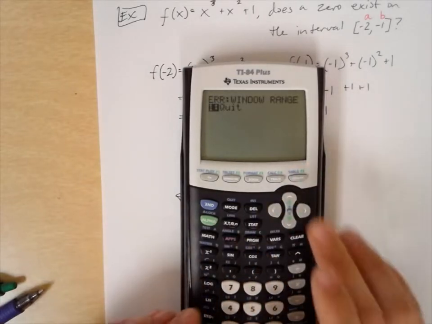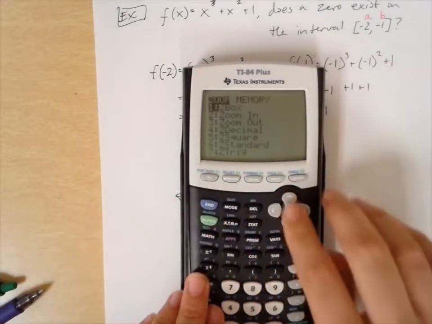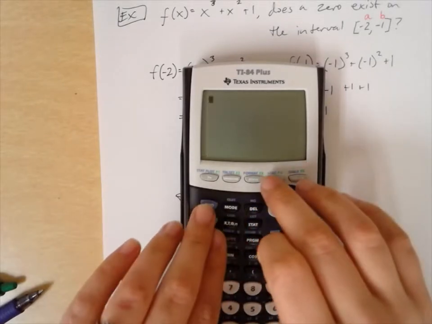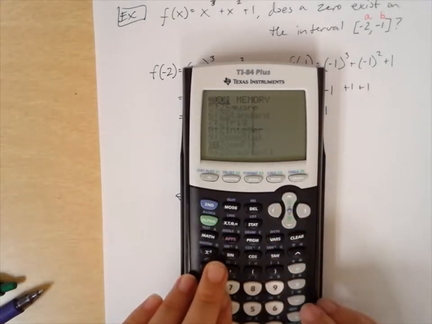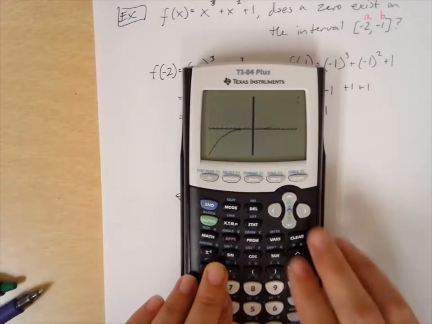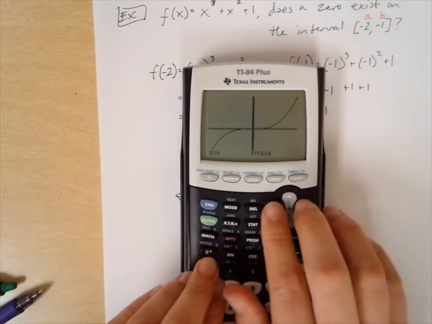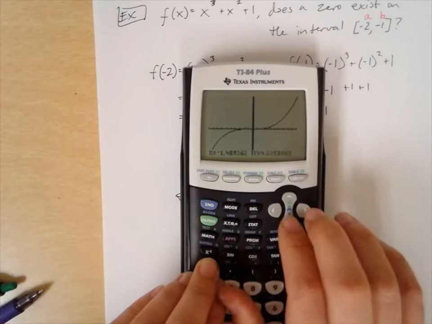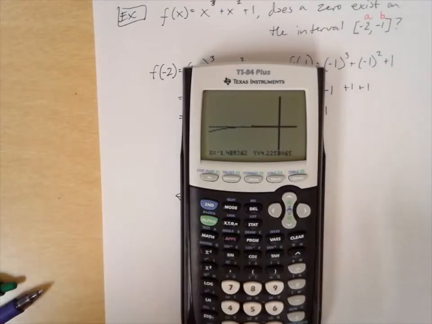When we graph it, oh, I have to fix my window range, so I'm going to quit out of that. I'm going to go to zoom, and I'm going to go to zoom fit. That should fix things. I want to get closer to -1, -2, so I'm going to press zoom in. I want to look right here. So I'm going to zoom in more. How cool.